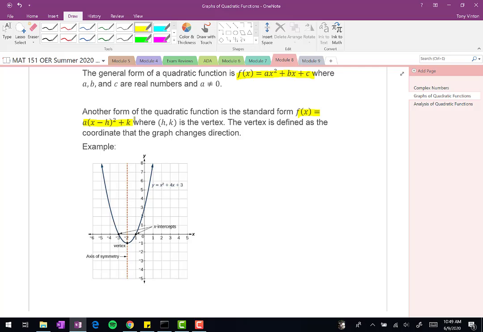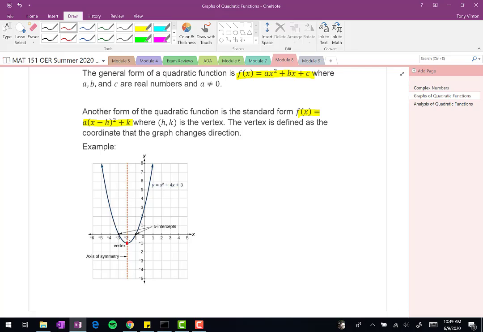There's x squared plus 4x plus 3. That's the equation or function. And when it's graphed, you notice that at the point (-2, -1) there's this turning point. That's known as the vertex in this case.